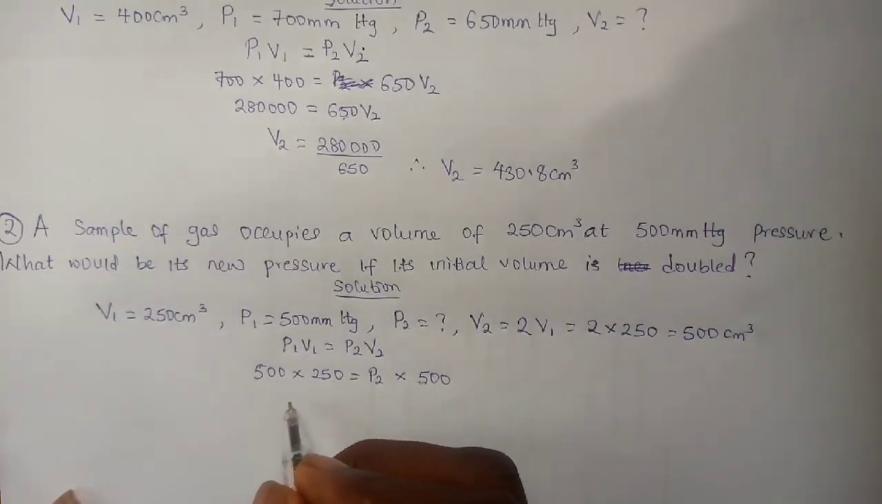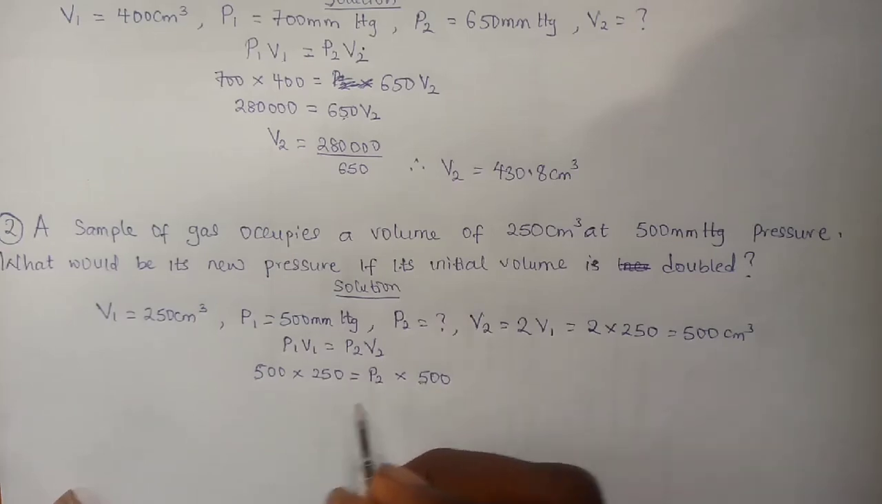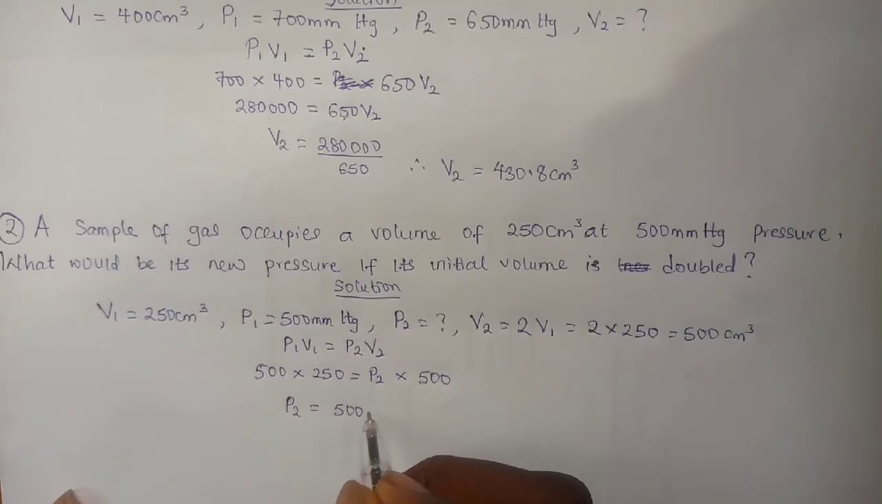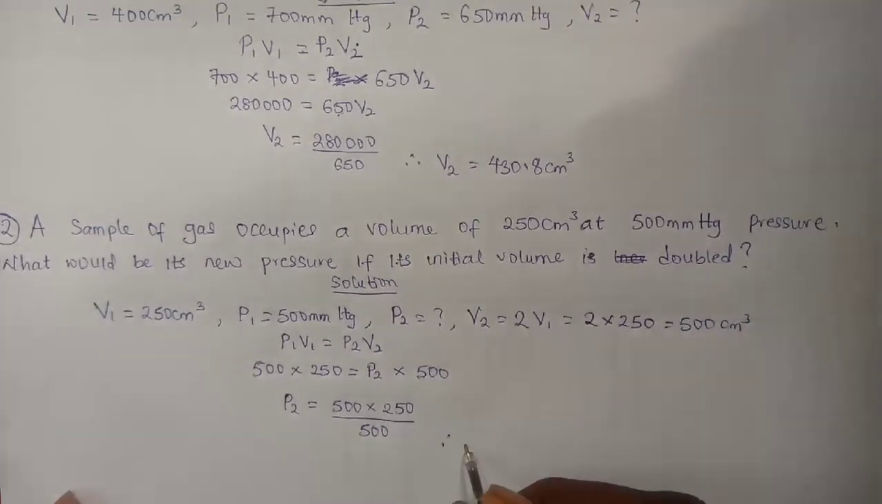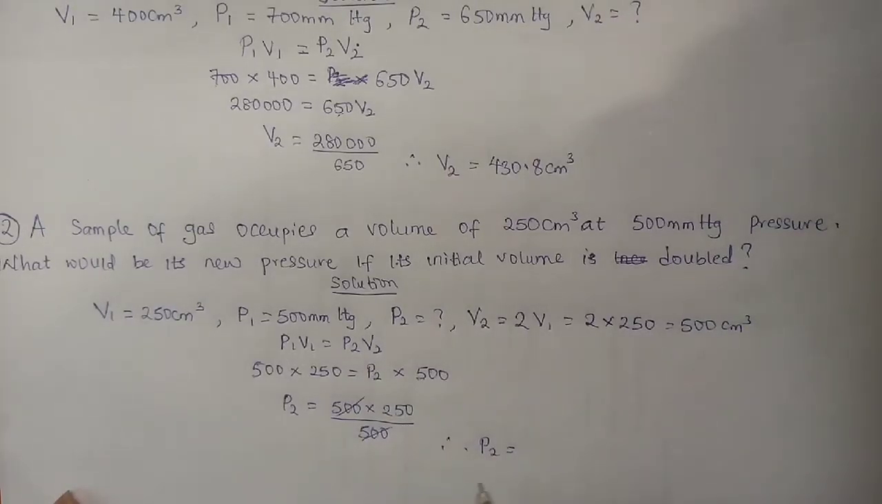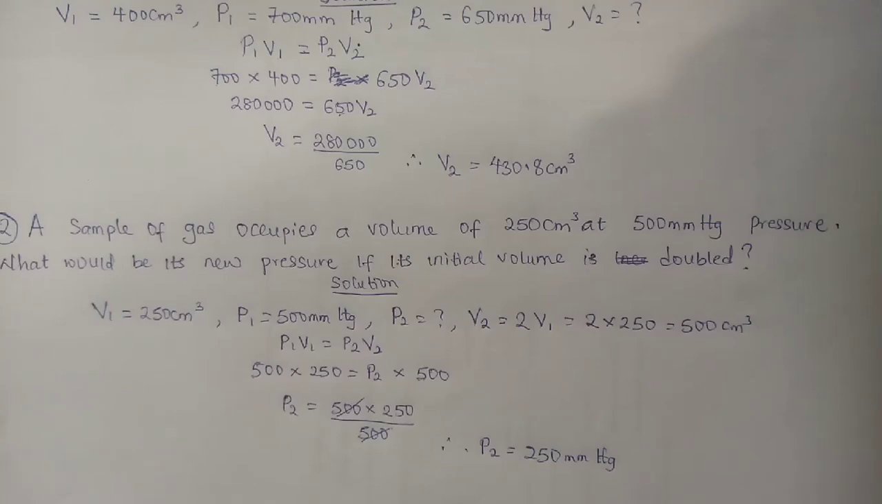So we can just decide to divide both sides by 500, and when we do that, we have P2 equals 500 times 250 over 500. So without the use of a calculator, I can just cancel out this 500, and my final answer is going to be 250 millimeter of mercury. So this is how we perform calculations involving Boyle's law.